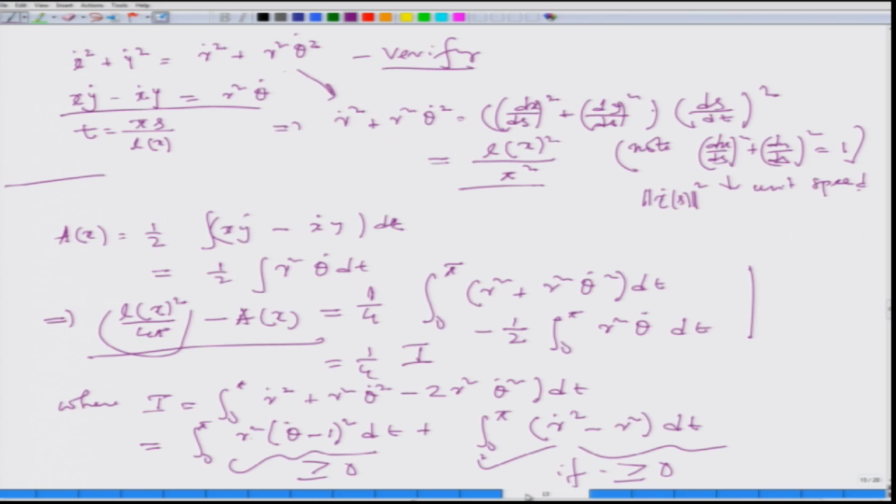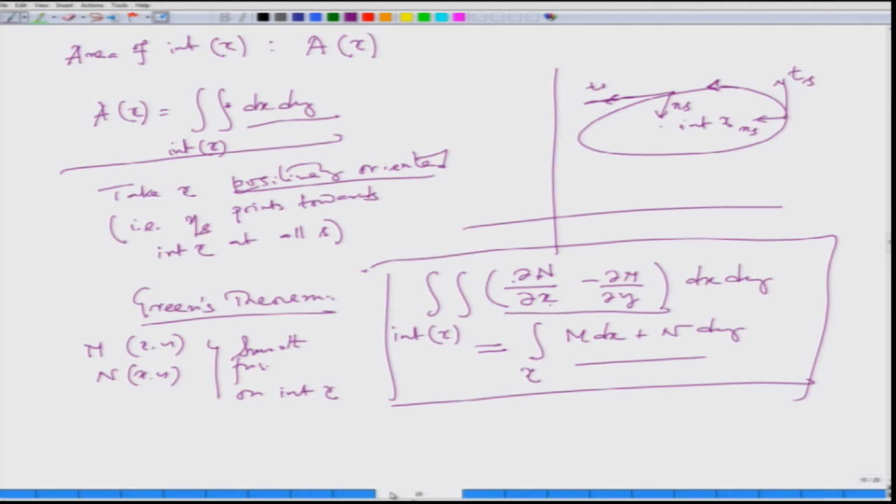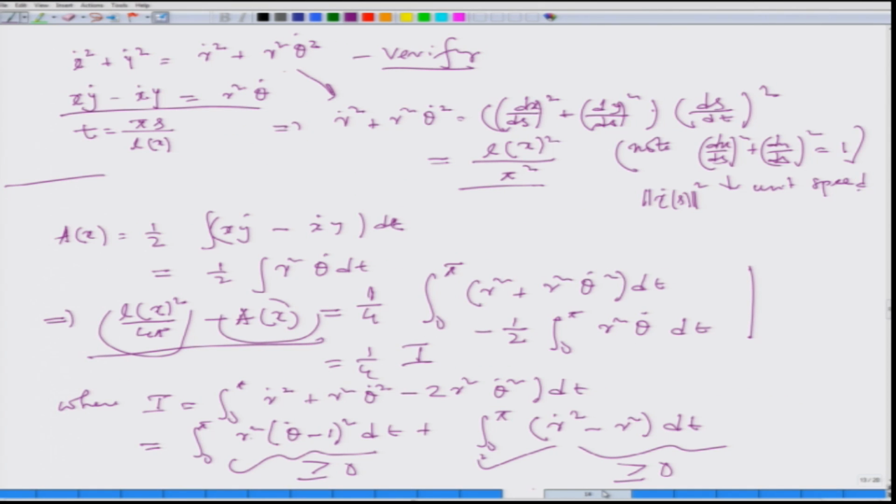Now, go back here. By Wirtinger's inequality, this is greater than or equal to 0. This is greater than or equal to 0 because of the positive quantity. So, I get the isoperimetric inequality, that this fellow is always greater than or equal to this fellow. Then when is the equality? Equality needs both: I will have equality in the isoperimetric inequality if this is 0 and this is 0.